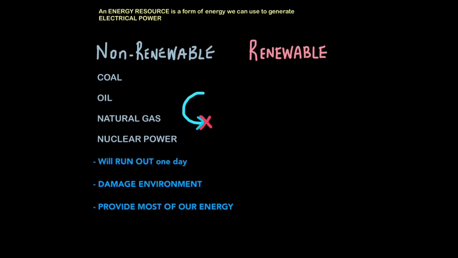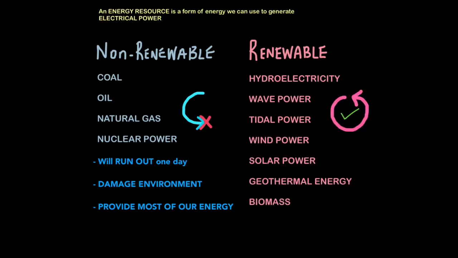What this means is they will run out someday. In other words, the rate at which we're using them is so rapid compared to how slowly they form, for all practical purposes they will run out. Extracting such resources damages the environment, and when we burn such resources we also release harmful gases which damage our environment. However, currently non-renewable energy resources provide most of our world's energy.